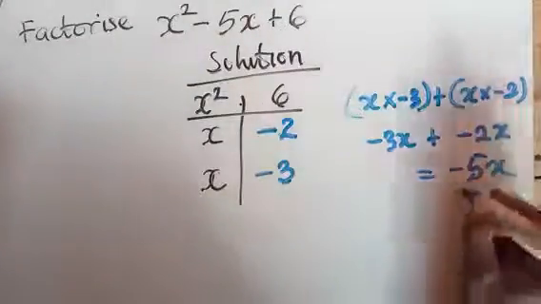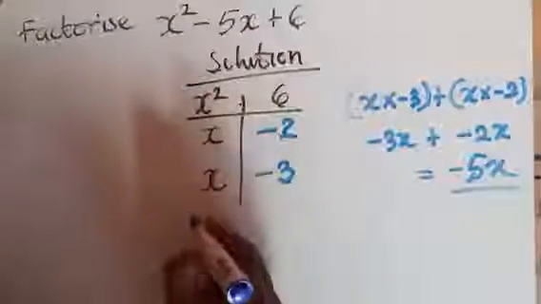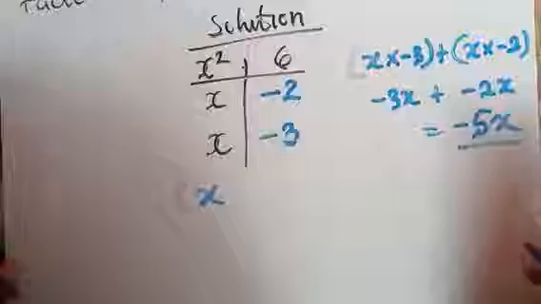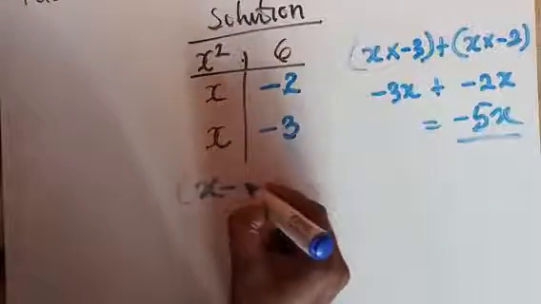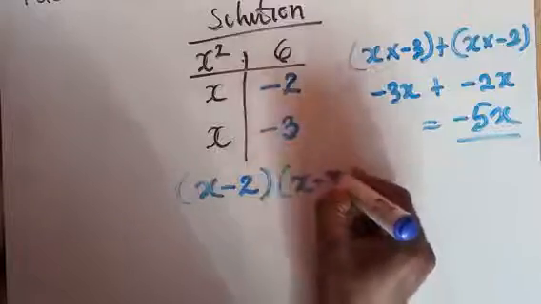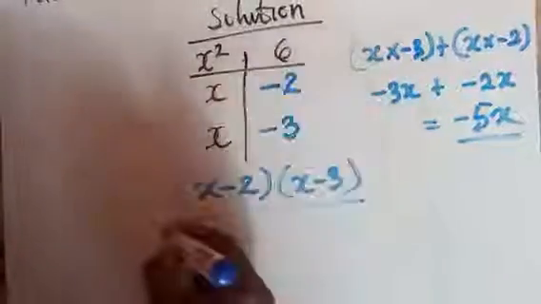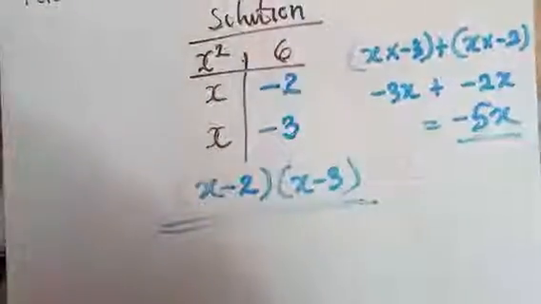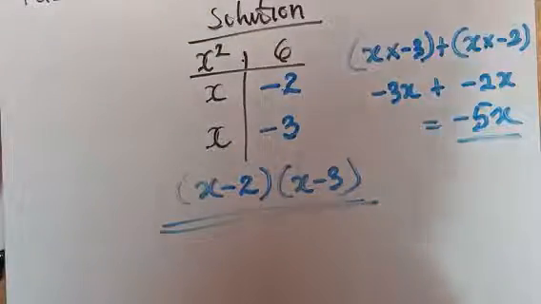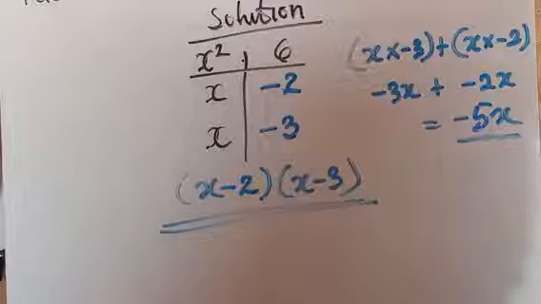So because the sum is negative 5x, my solution will be x minus 2, then x minus 3. This becomes the solution to the quadratic. This is using the tree method approach. Note that the question we used is a warm-up question. Let us look at another one.